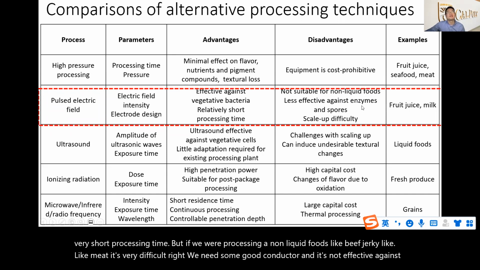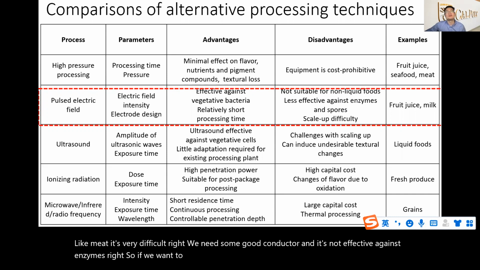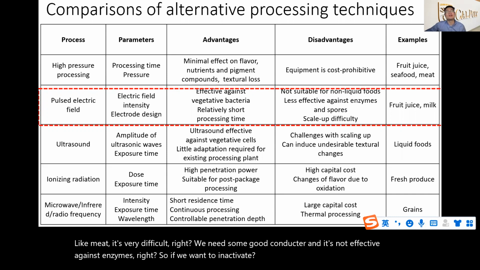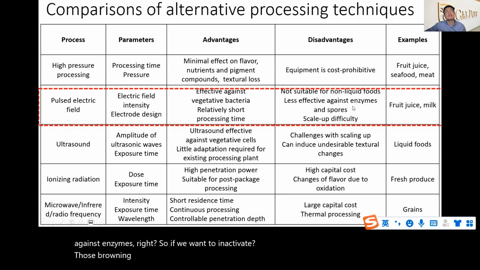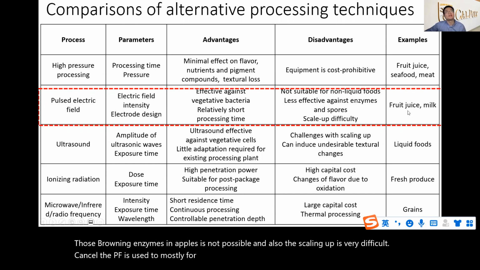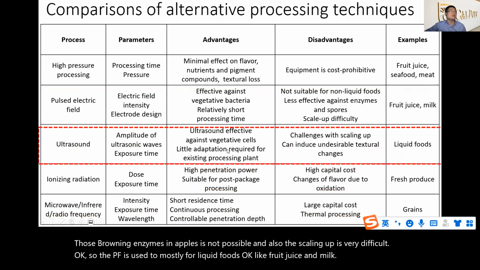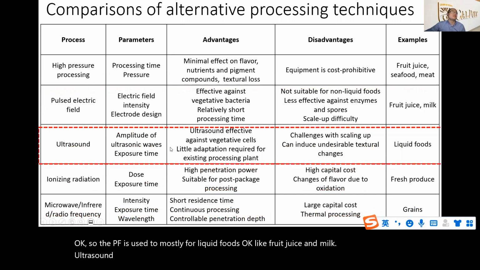So if we want to inactivate those browning enzymes in apples, it's not possible, okay? And also the scaling up is very difficult. Okay, so the PEF is used mostly for liquid foods, like fruit juice and milk. Ultrasound is more used in the lab, but not commercialized.